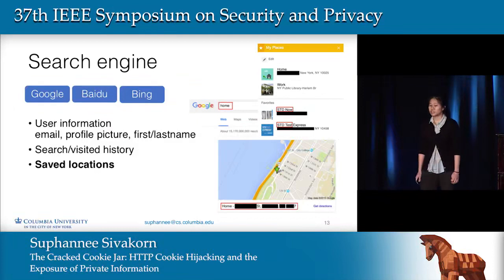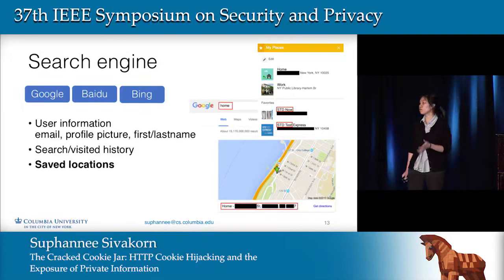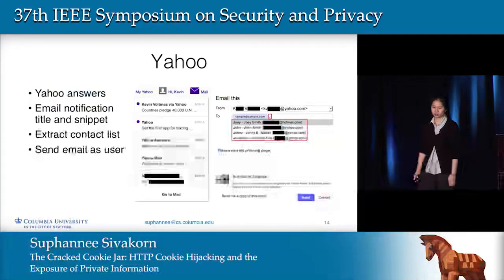For saved locations, because Google, Baidu, and Bing offer map services, the user can save locations on their account. For all of them, we're able to get saved locations. Particularly for Google, for work and home locations, we can just search in the search bar and get that information, not just the address, we also get the map as well. For the other services, we get other favorite places that the user has saved.